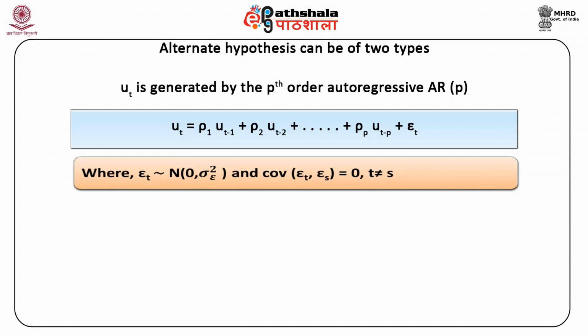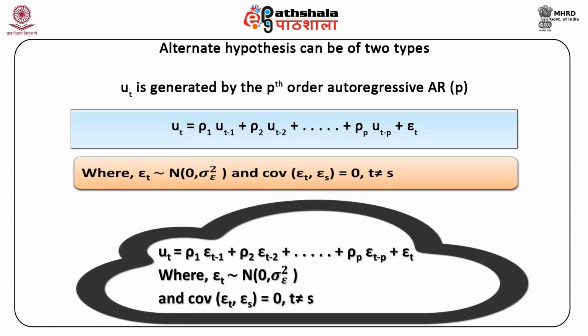The other hypothesis, in which u_t is generated by the pth order moving average, MA(p) scheme, could be as follows. u_t is equal to rho_1 epsilon_{t-1} plus rho_2 epsilon_{t-2} plus so on up to plus rho_p epsilon_{t-p} plus epsilon_t, where epsilon_t again is distributed normally with mean 0 and variance sigma epsilon square, and covariance between epsilon_t and epsilon_s is again equal to 0 for t not equal to s.